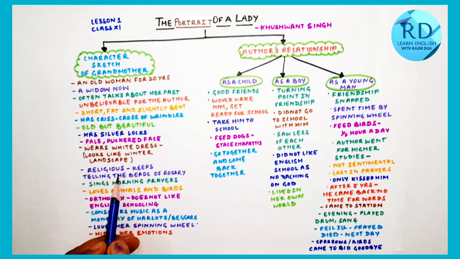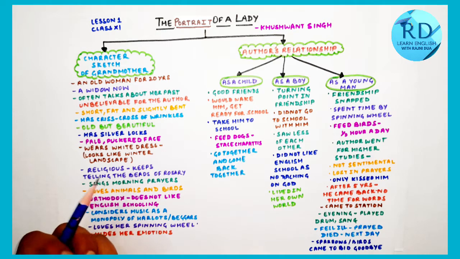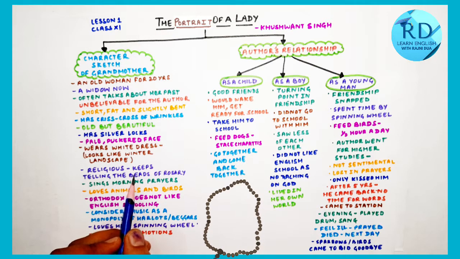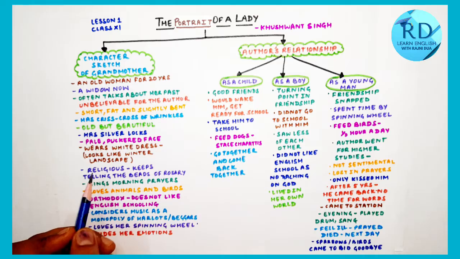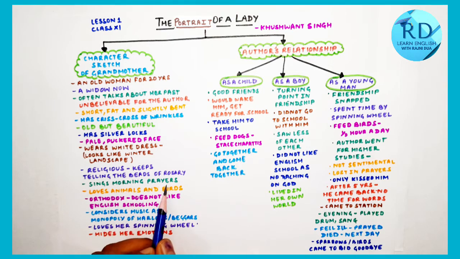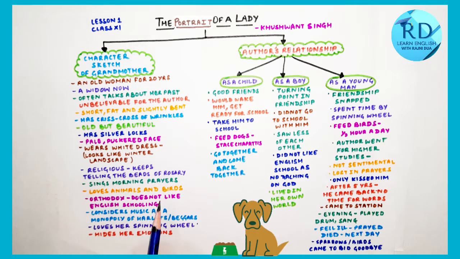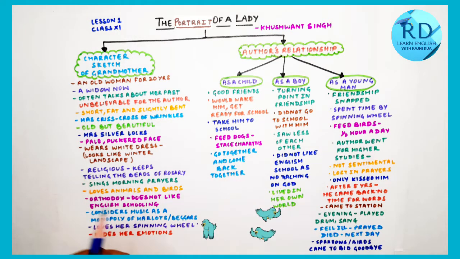She is a religious lady. She keeps telling the beads of her rosary, and she believes in morning prayers. She sings her morning prayer in a monotonous voice, as she used to do when the author was a child. She loves animals. We can see how she keeps chapatis to feed the dog, or how she herself gives crumbs of bread to the birds. So she is an animal and bird lover.